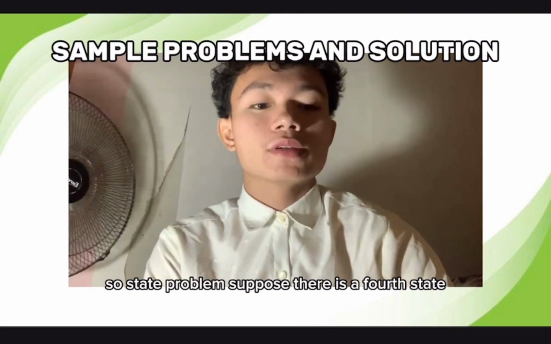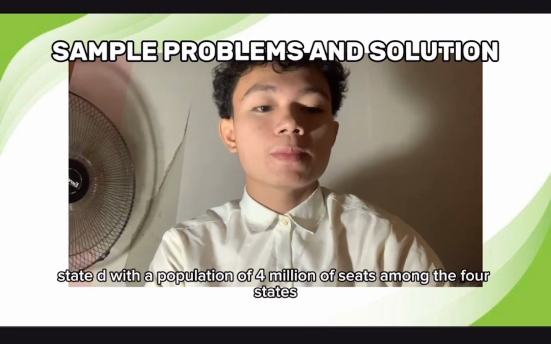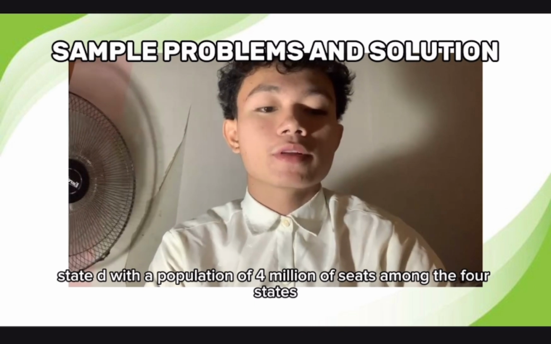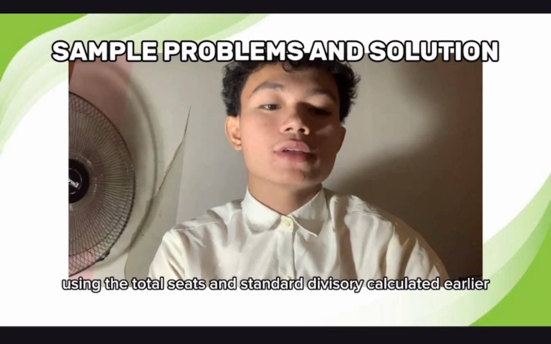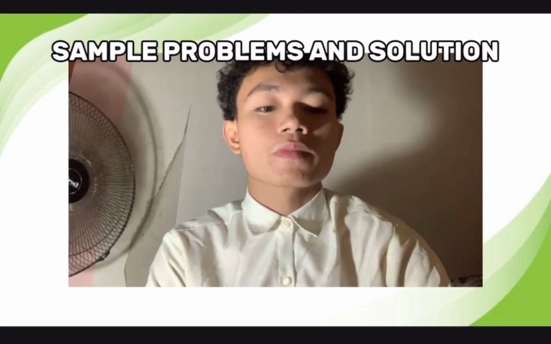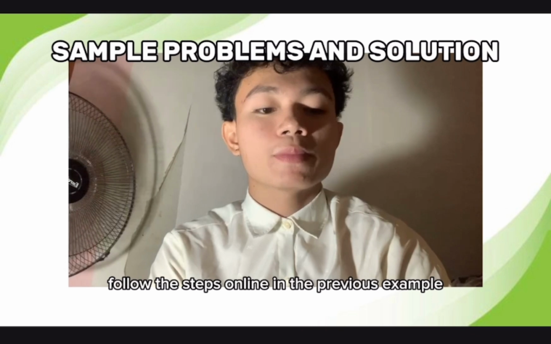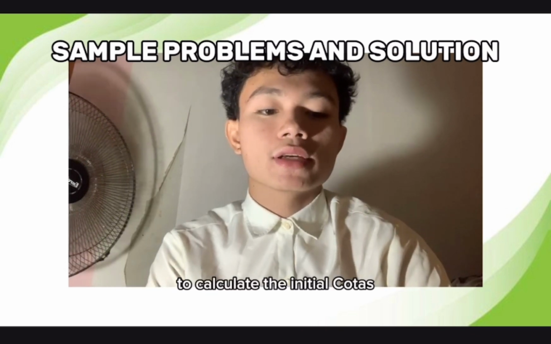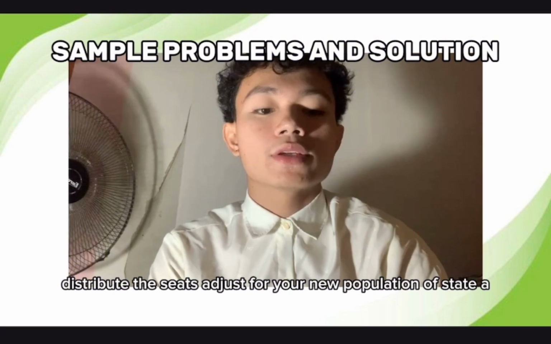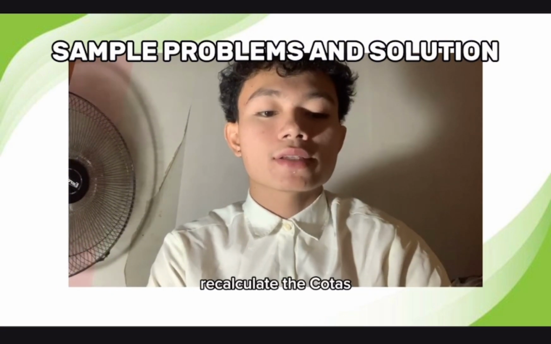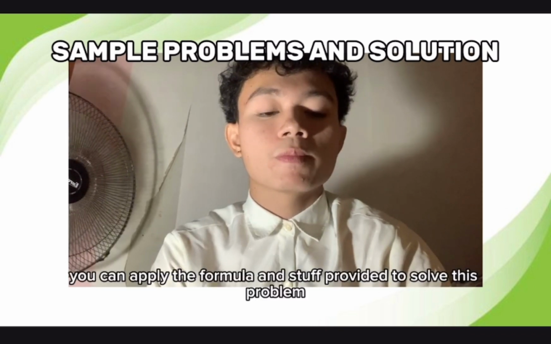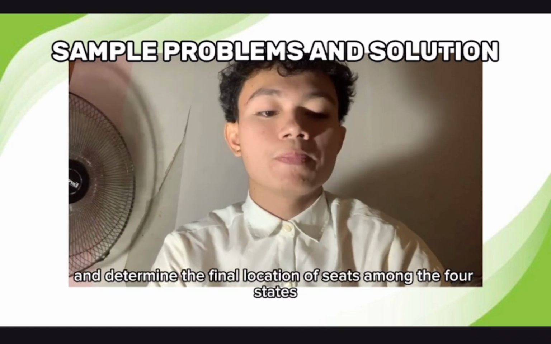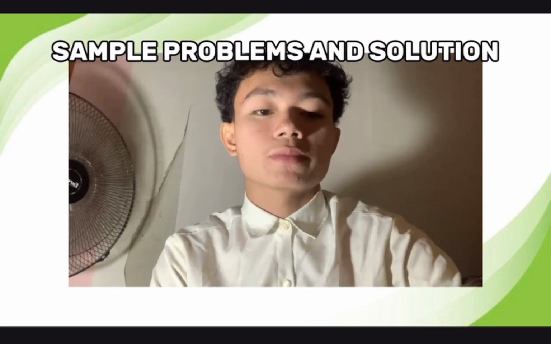State problem. Suppose there is a fourth state, state B, with a population of 4 million, and seats are to be apportioned among the four states A, B, C, D. Based on the method of equal proportions, using the total seats and standard divisor calculated earlier, follow the steps outlined in the previous example to calculate the initial quotas. Distribute the seats, adjust for the new population of state A, recalculate the quotas, and finalize the seat allocation among the four states. You can apply the formula and steps provided to solve this problem and determine the final allocation of seats among the four states based on their populations.